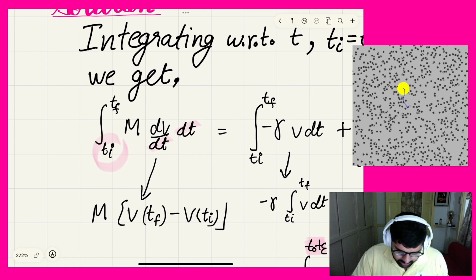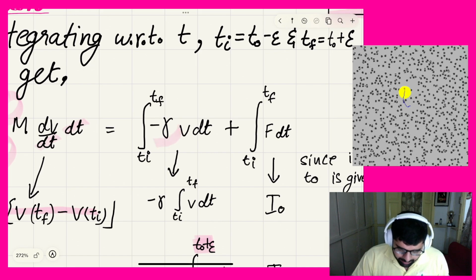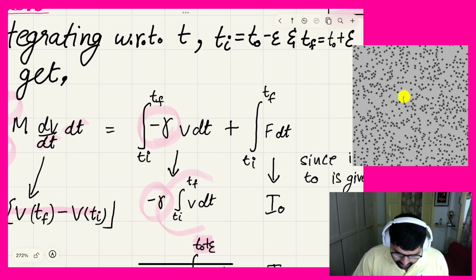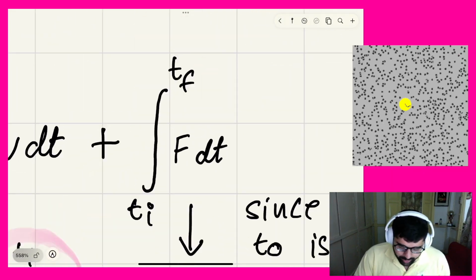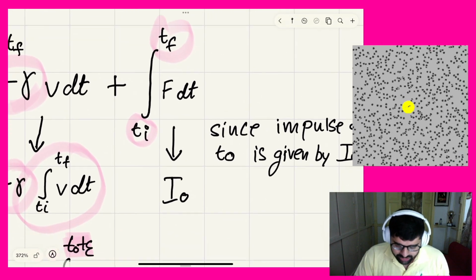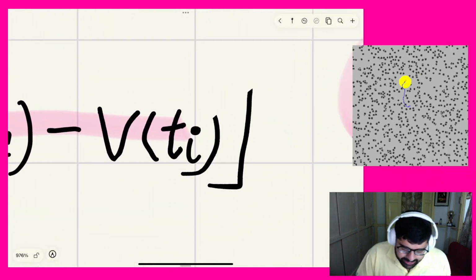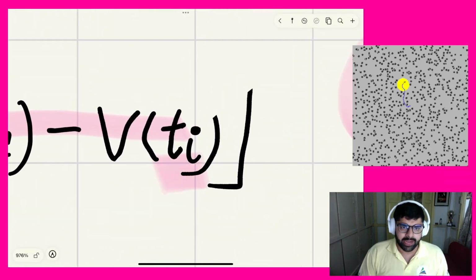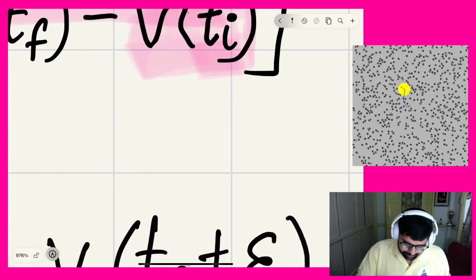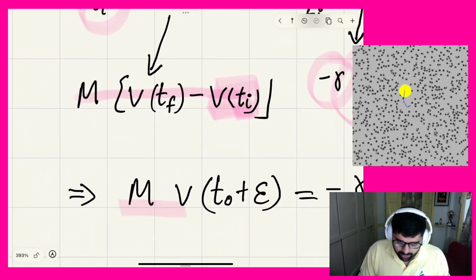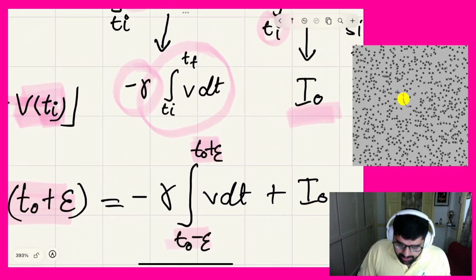Using the fundamental theorem of calculus, we will get m times v of t from ti to tf, minus gamma will come outside the integral and we'll get this term, and the integral of f of t dt from ti to tf will just be the area under the curve, which is equal to I naught. We know that ti is a time less than t0, so v of ti is equal to 0. So we get m v of t0 plus epsilon is equal to this integral plus I0.